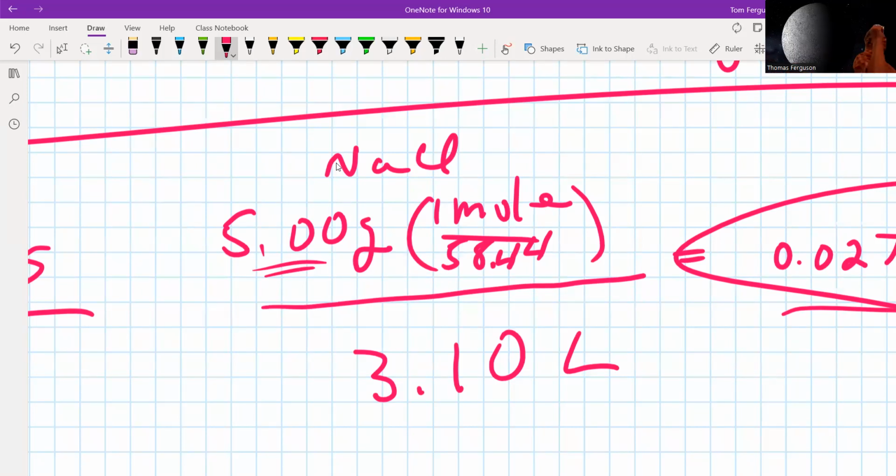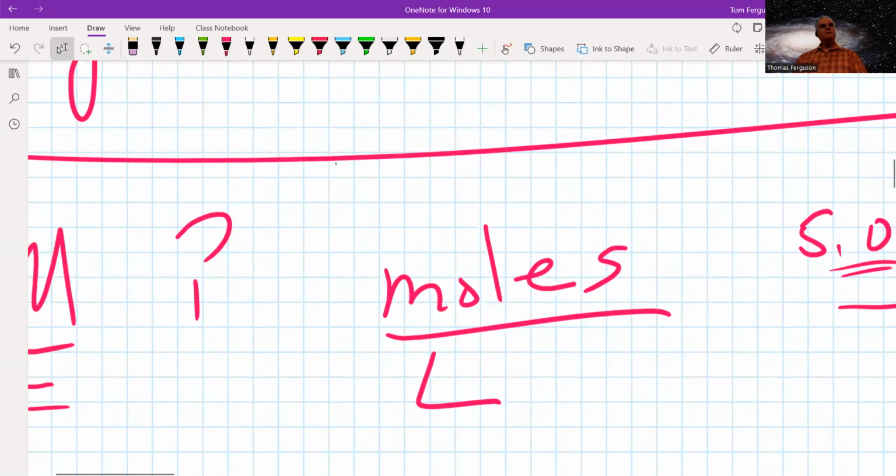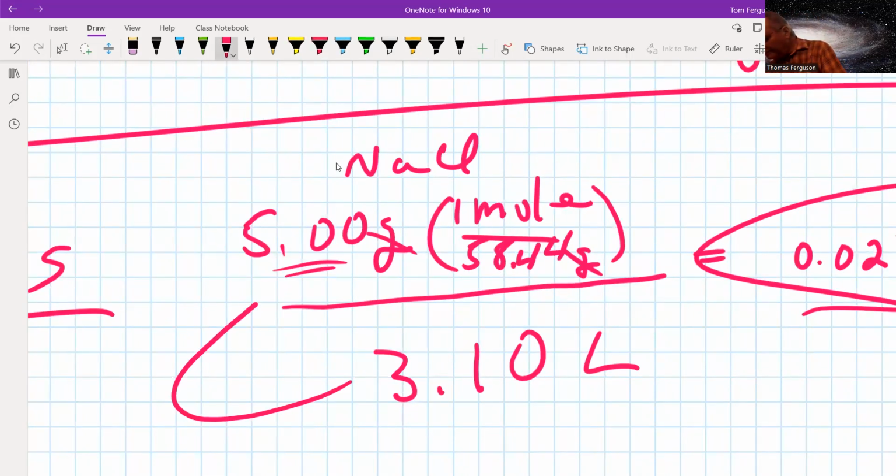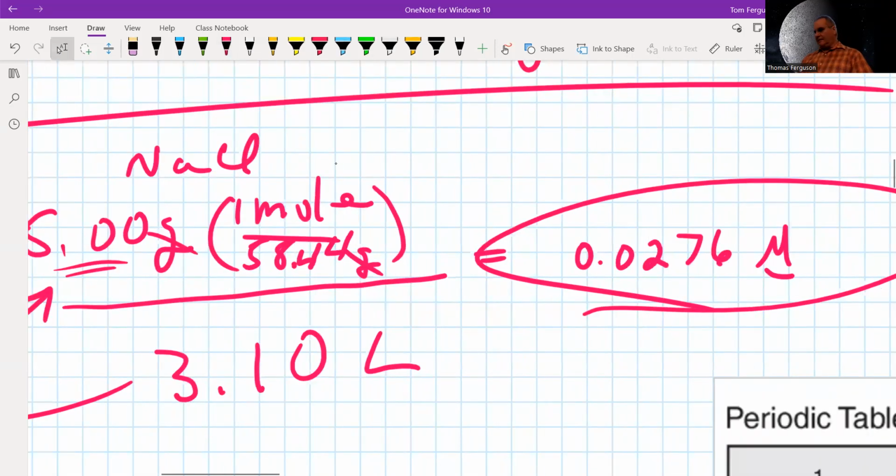It's not grams per liter, it's moles per liter. It's going to get the grams to moles. Okay, so we multiply moles over grams. So grams cancel. Gives us moles of sodium chloride over 3.10 liters. Now, it's moles per 1 liter, not 3.10 liters, moles per 1 liter. So to get per 1 liter, what we're going to do is divide the 3.10 into the moles. So it's going to end up at 0.276 moles per liter. So I want you to think in your head all the time now, molarity is moles per liter whenever you see the M. Okay, moles per liter.